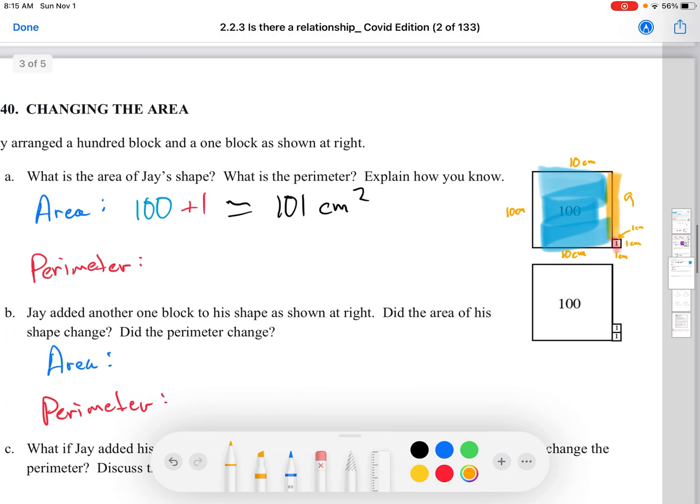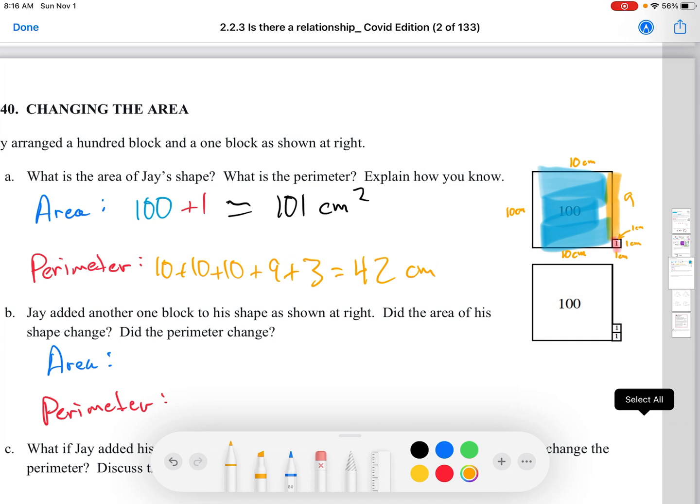Now we can add up all those pieces. 10 plus 10 plus 10 plus 9 plus, I'm going to just put those together, 3. That's going to be 42, I think, centimeters, okay?